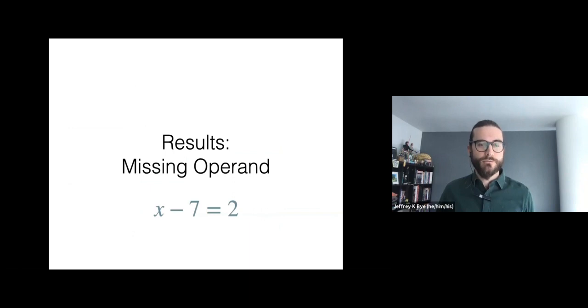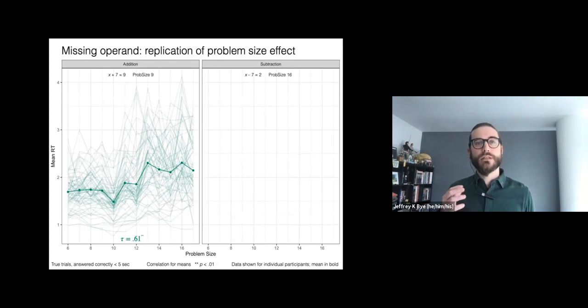So what about the missing operand trials? Again, we have x minus 7 equals 2, for example. In the addition trials, if we look at problem size as a function of the individual operands, the known and the unknown added together, we see an overall positive trend, indicating the problem size effect. This suggests that maybe people are solving these addition problems by making reference to the direct facts, so they're recruiting similar thinking. This is a significantly positive effect. Notably, we see a little bit of a dip in RT around 10, maybe due to practice effects with sums for 10. But we do see some evidence of individual differences, perhaps.